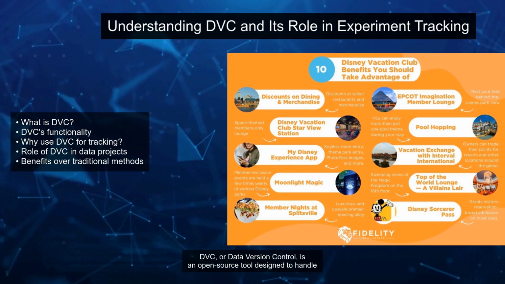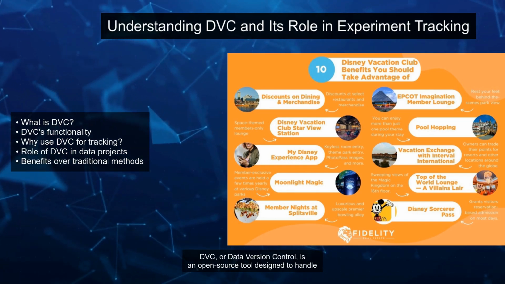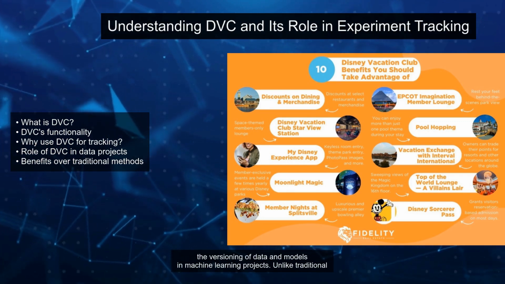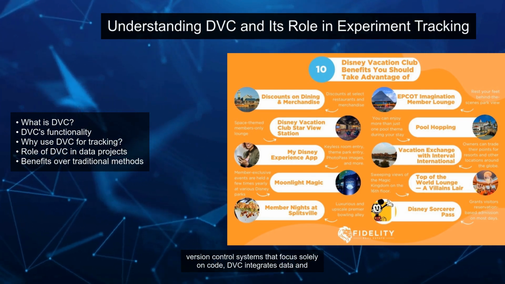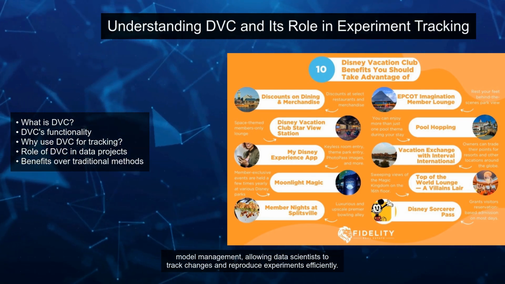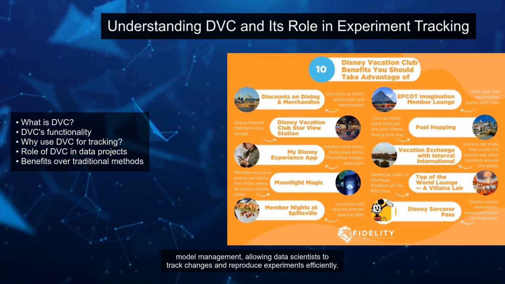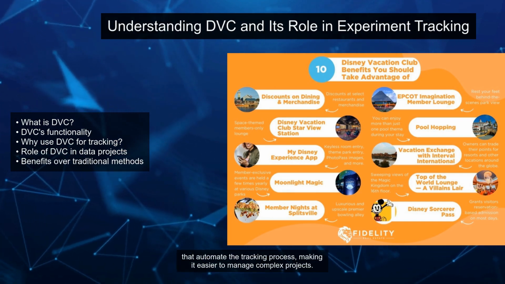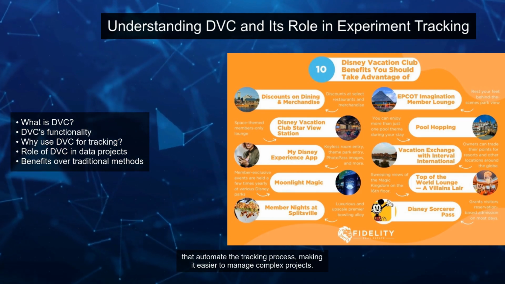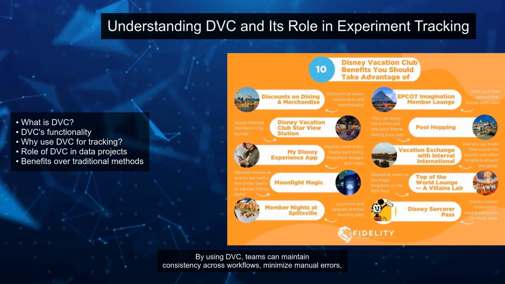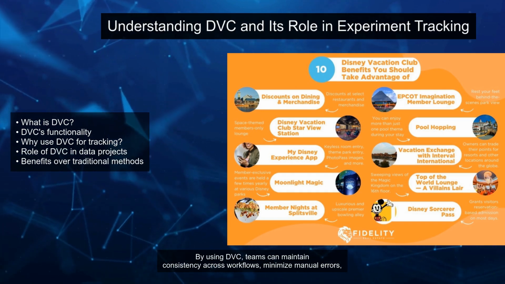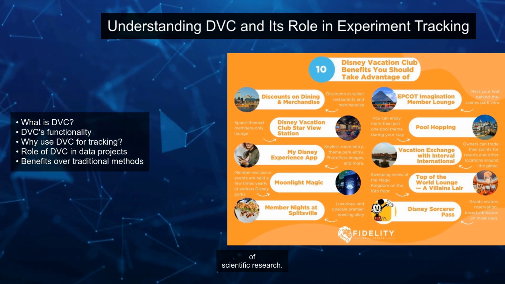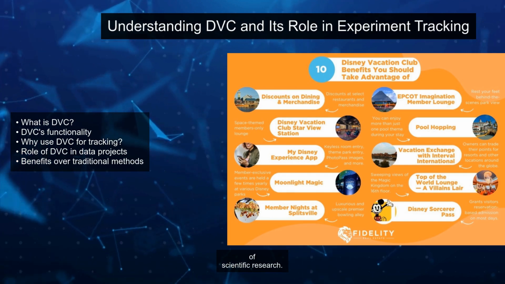experiment tracking. DVC, or data version control, is an open-source tool designed to handle the versioning of data and models in machine learning projects. Unlike traditional version control systems that focus solely on code, DVC integrates data and model management, allowing data scientists to track changes and reproduce experiments efficiently. The core functionality of DVC lies in its ability to create pipelines that automate the tracking process, making it easier to manage complex projects. By using DVC, teams can maintain consistency across workflows, minimize manual errors, and ensure that every experiment is reproducible, which is a critical aspect of scientific research.